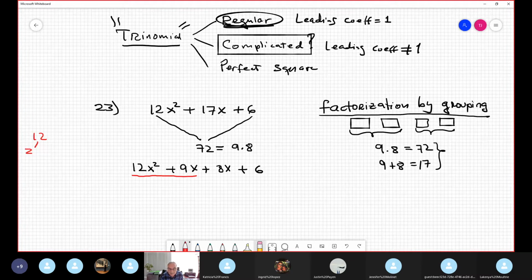Okay, the idea stays the same. You need to find two numbers that multiply to give me 72, maybe 9 and 8. But somehow addition or subtraction, though subtraction doesn't work, because when you subtract, I need 17, which is the original middle term.